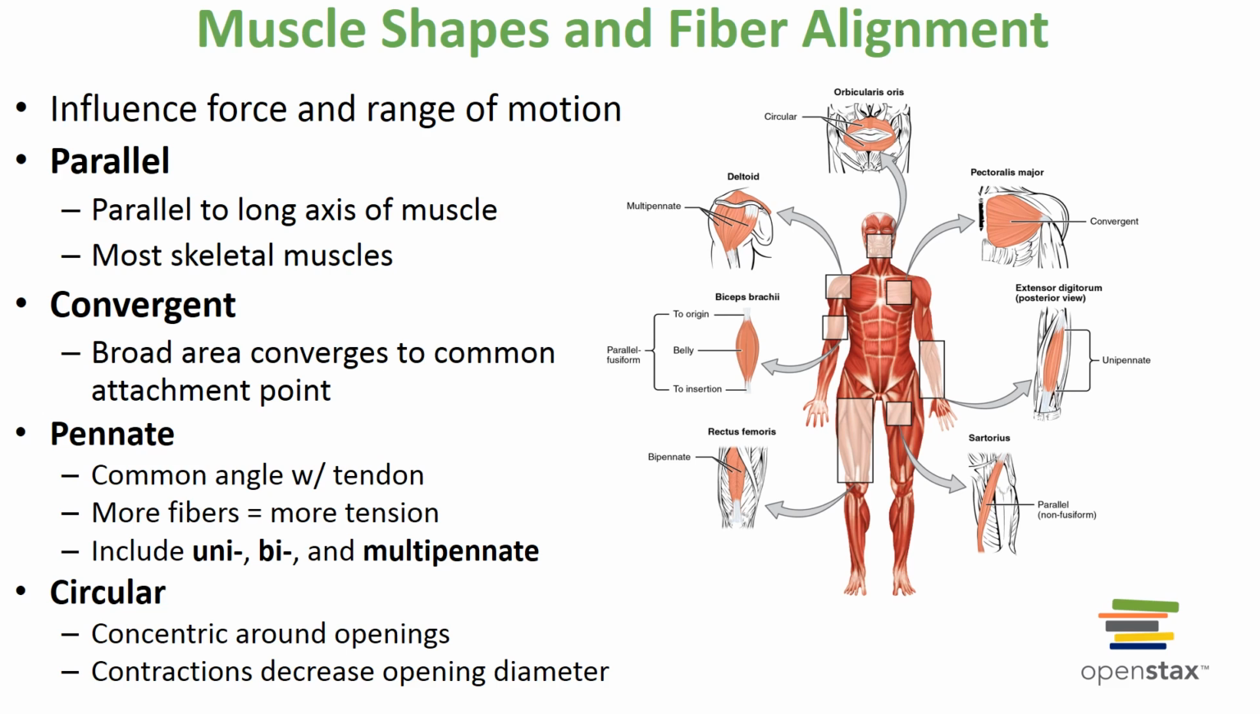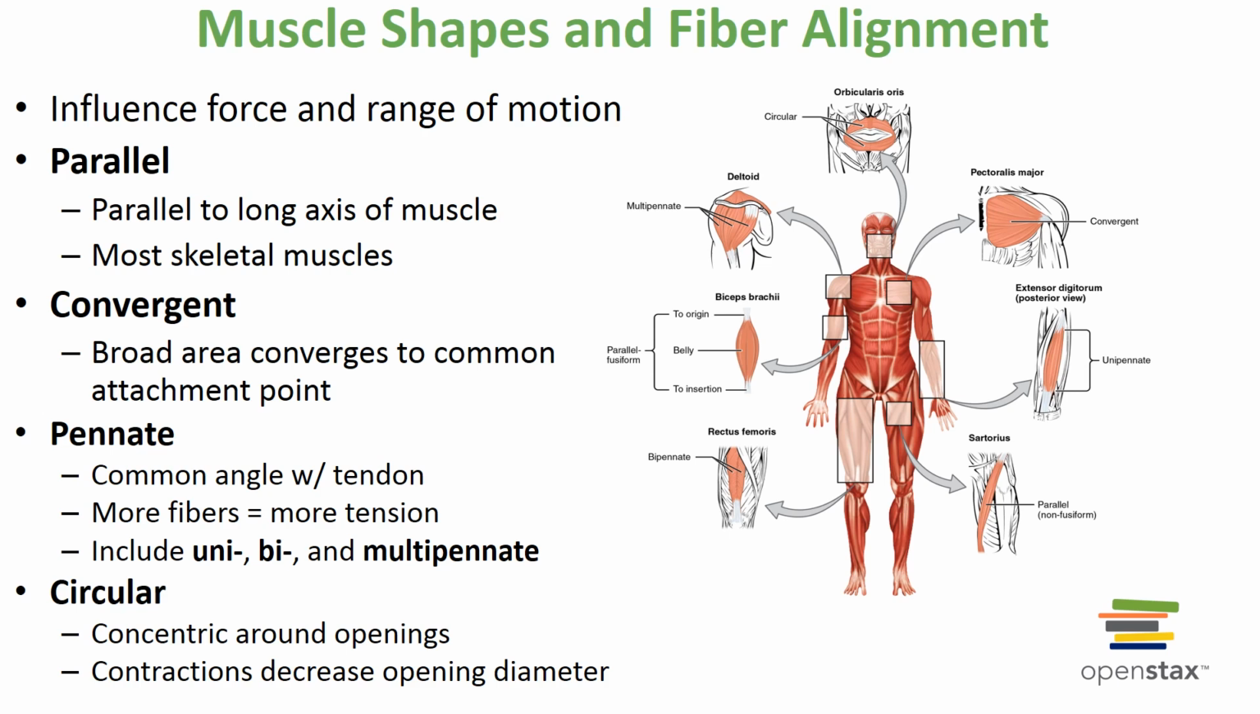Parallel is when the long axis of the fascicles run parallel to the long axis of the muscle. Pennate is when the fascicles are short and they attach obliquely to a central tendon that runs the length of the muscle. Pennate can be unipennate, where the fascicles insert into only one side of the tendon. An example would be the extensor digitorum longus.